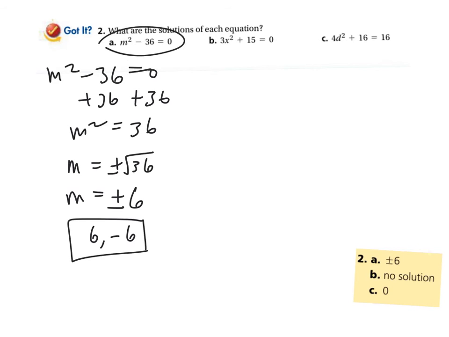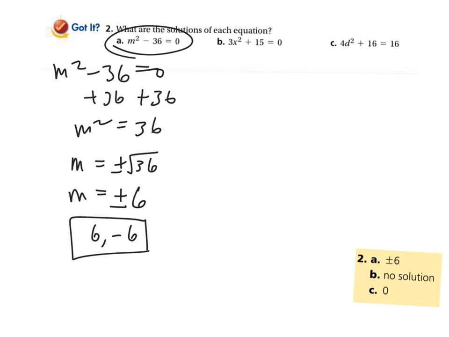So if you were to graph this, you would find that 6 and negative 6 are the zeros, or the roots. Alrighty, so in this one, same kind of thing. We're solving for x squared, just like we'd solve with regular linear equations. So 3x squared plus 15 equals 0. Subtract that 15 from both sides.